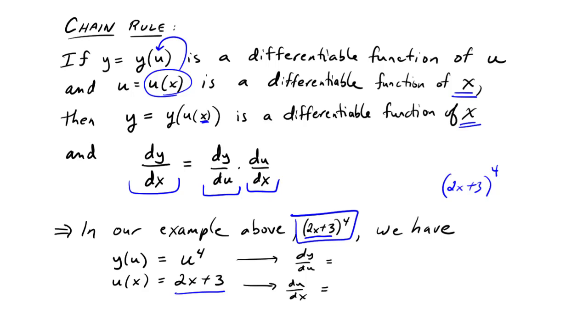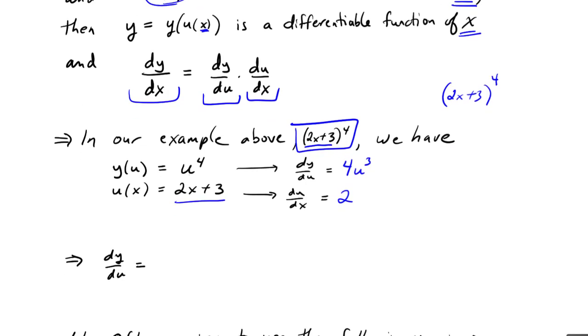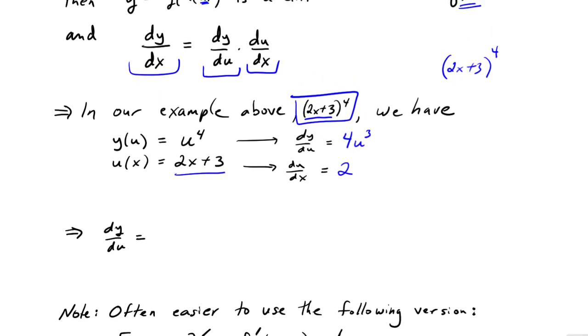If y of u is u to the fourth, then the derivative of y with respect to u is just 4u cubed. And then if u of x is 2x plus 3, then du dx is just 2. That's our usual derivative. Okay, so then what does that tell us? Again, we can say that dy... Oh, this should actually be, hold on. This should be dy dx.